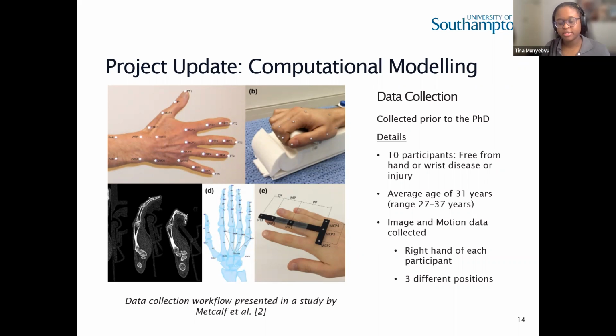into 3 different positions. So full extension, which is just when the hand is out like this, then mid flexion, and then near flexion when it's clenched like this. So this data has recently been used in the development of statistical shape models.